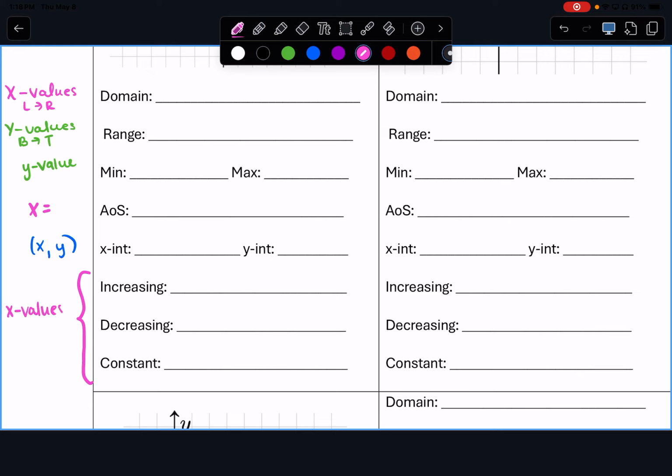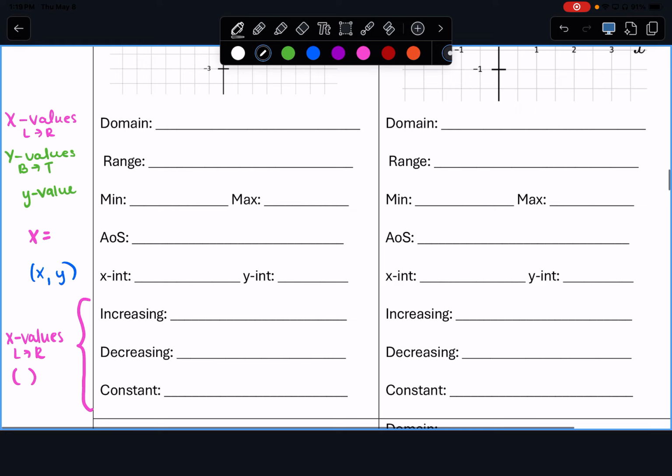And then for increasing, decreasing, and constant, you are going to use x values, also from left to right, and you will always use parentheses. For domain and range, if you have a closed dot, you use a bracket. If you have an open dot or infinity, you will use parentheses.